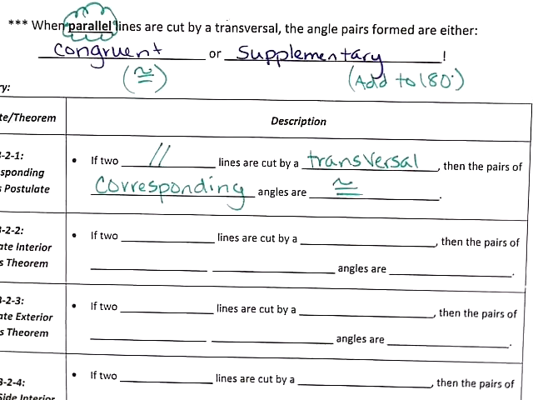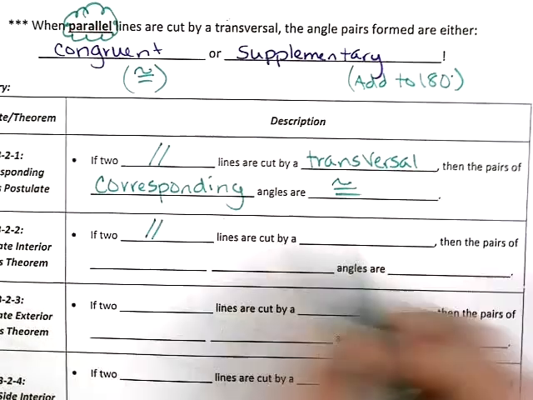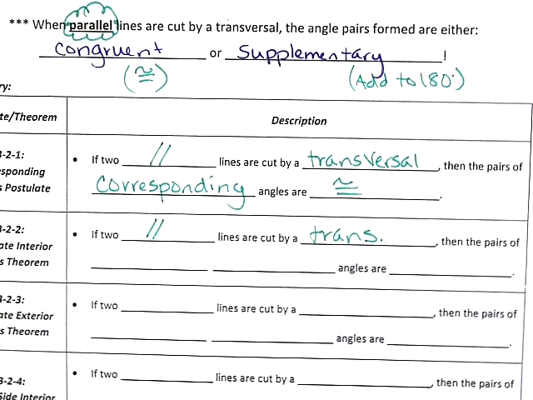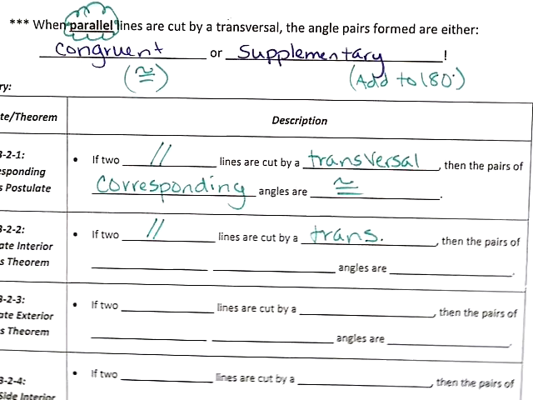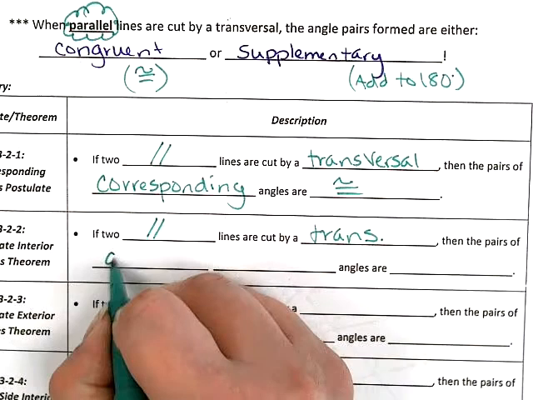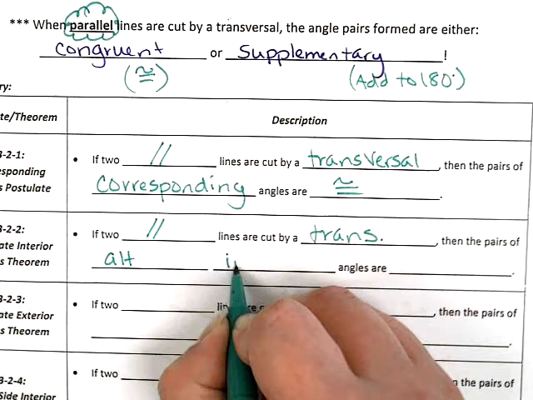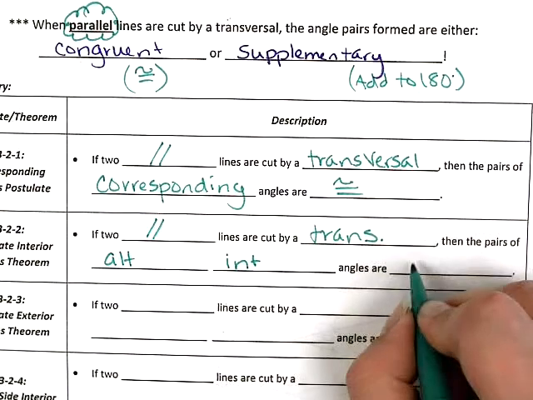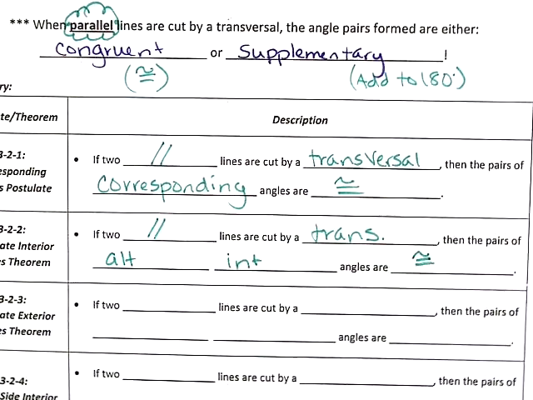Then we're going to look at the alternate interior angles theorem. So if two parallel lines are cut by a transversal, and I'm okay with you writing "trans" like that if we need to, all right? If two parallel lines are cut by a transversal, then the pairs of alternate interior, so alt-int is fine, alternate interior angles are also congruent to each other.